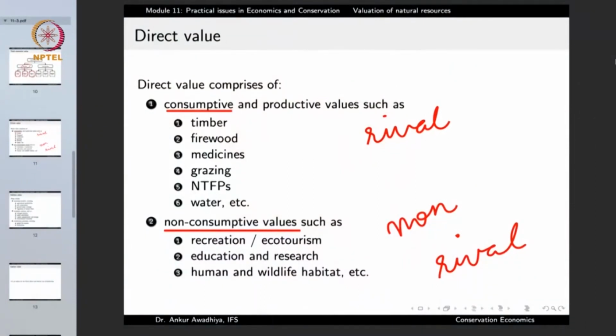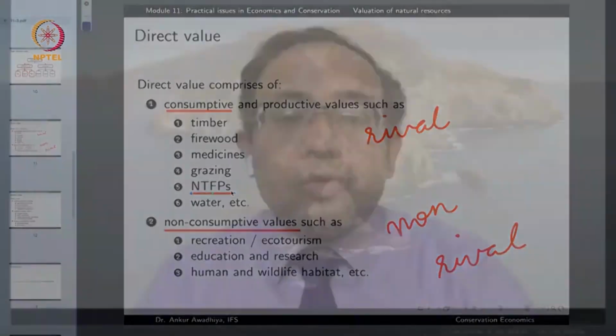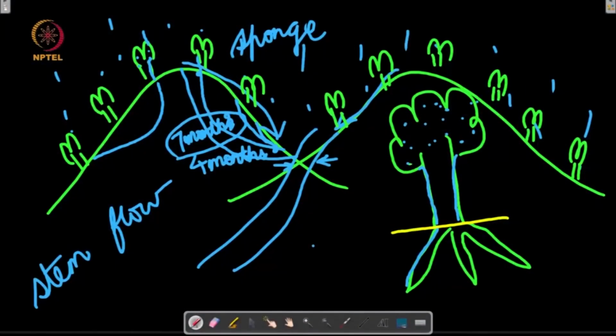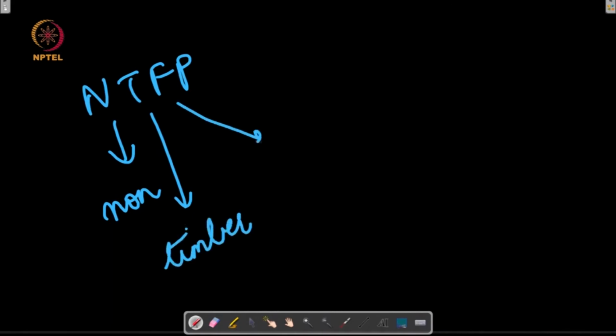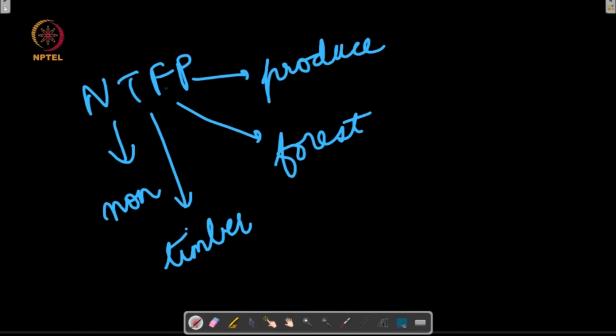Non-timber forest produce or NTFP. Now, non-timber forest produce includes things like fuel wood or fodder or fiber or fruits that we are getting out of the forest. So when we say that we are collecting things such as mahua from the forest or we are collecting honey from the forest, these things are non-timber forest produce. NTFP is non-timber forest produce. So this is a forest produce that is not timber. So everything other than timber is a non-timber forest produce.